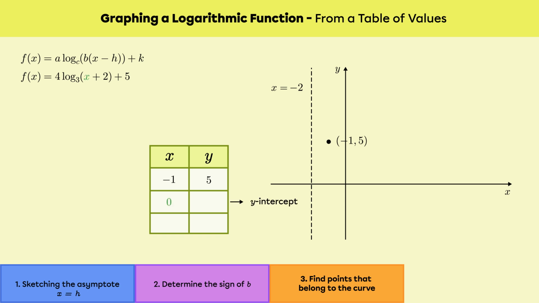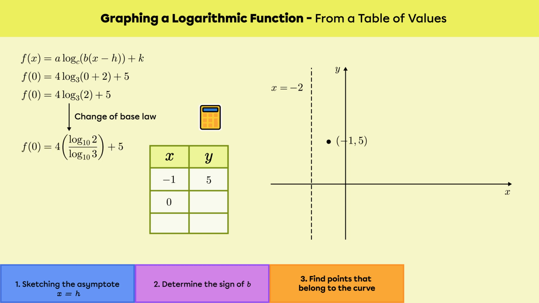Let's take x equals 0. To find the y-intercept, calculate what is between the brackets, which gives you 2. Here, a change of base is required, since 2 is not a power of 3. You can use your calculator, which is in base 10. We get log base 10 of 2 divided by log base 10 of 3. Remember that when a logarithm is in base 10, the base does not have to be written. The calculator tells us it's about 0.63. You get 4 times 0.63 plus 5, which makes 7.52. Now we have the coordinates of a second point, (0, 7.52). Place it on the graph.